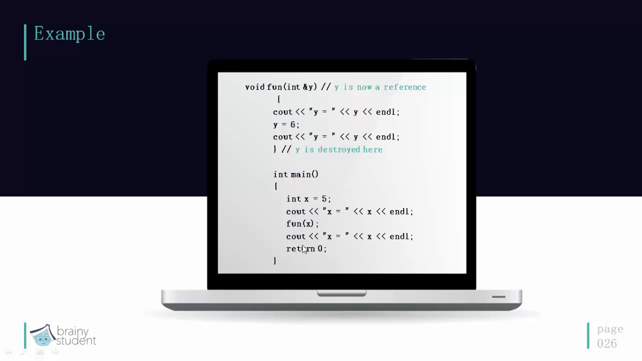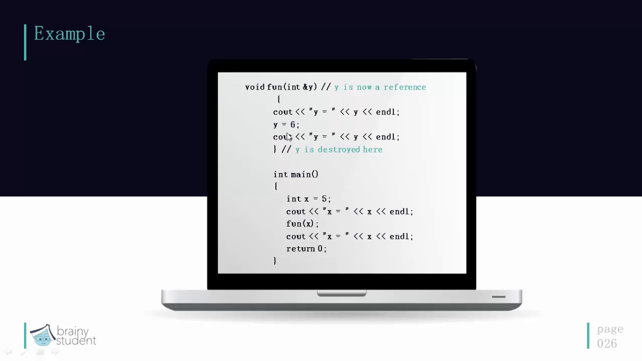Now what I'm doing is calling function fun and passing x as argument. The value of x is 5. This y becomes an alias for this x, meaning y is now also having value 5, correct? So if I now print cout y is equal to, I get 5. Fine. So I have cout x is equal to 5, cout y is equal to 5.